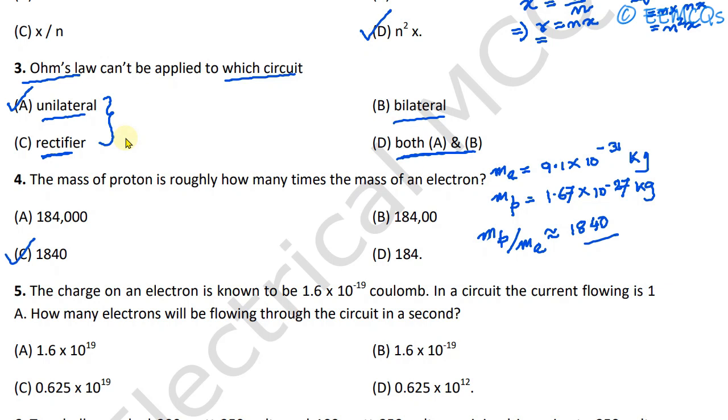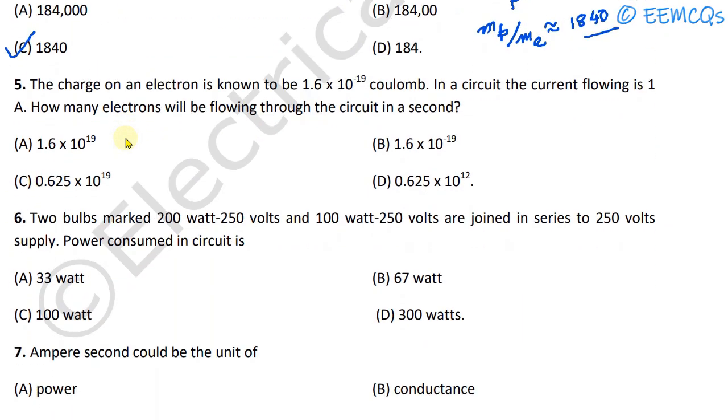Now next, what is given? It is given that the charge of an electron is known to be 1.6 into 10 to the power minus 19 coulomb. It is a very important data. You must remember this, that the charge of an electron is 1.6 into 10 to the power minus 19 coulomb. In a circuit, the current flowing is 1 ampere. Then how many electrons will be flowing through the circuit in a second?